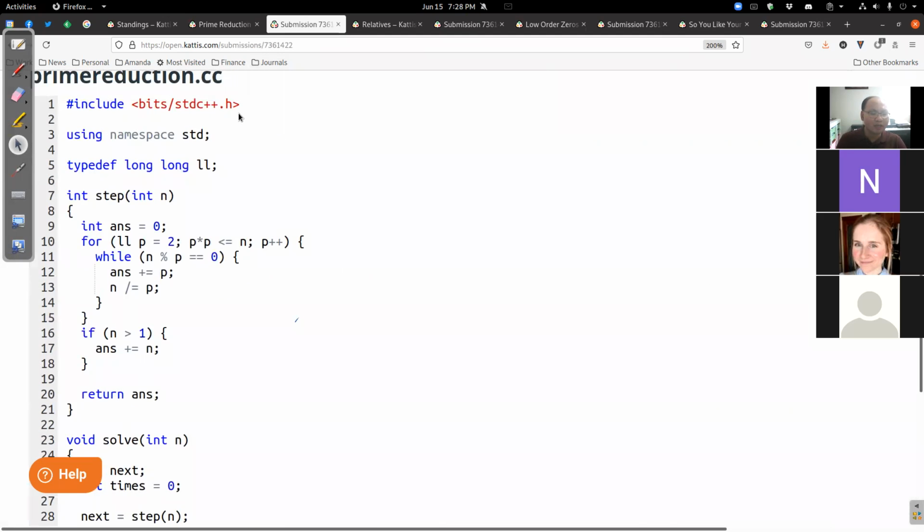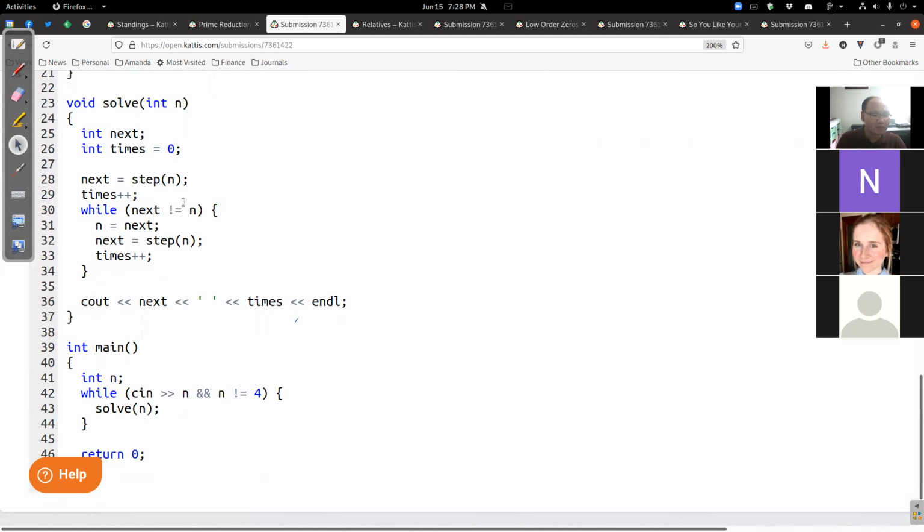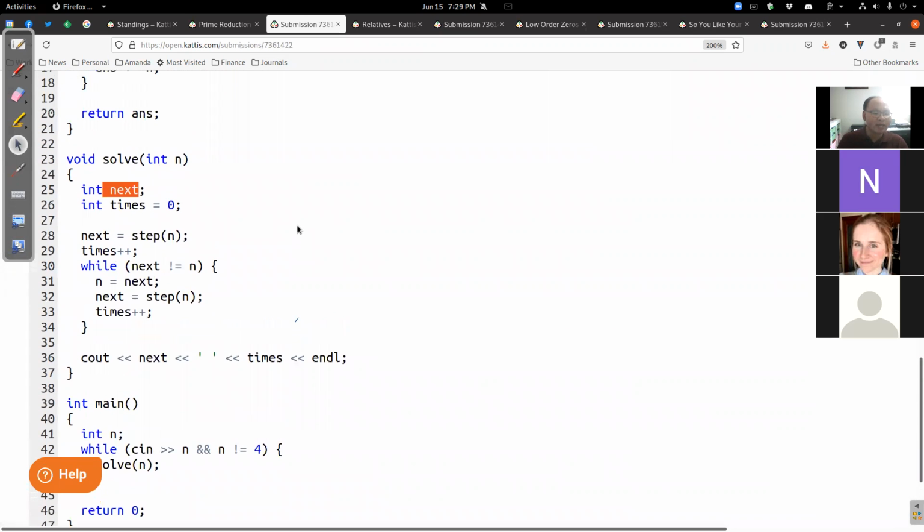Okay, there's not too much to say, so I'm just going to go straight into the code. I have my solve function. You take an input n, and I have a counter that keeps track of how many times I execute the first line. Next is basically the x value that I'm keeping track of.